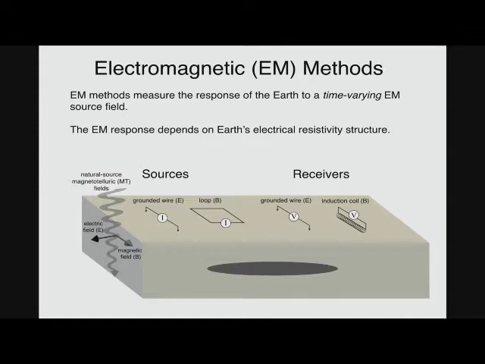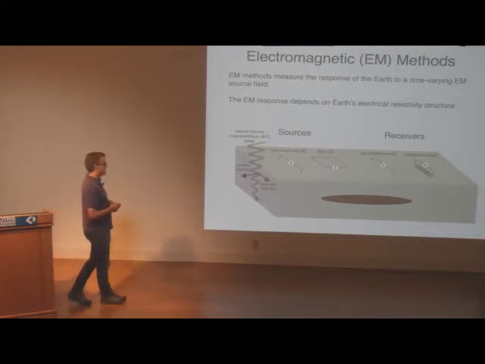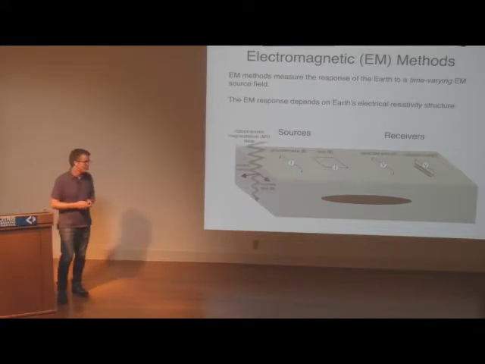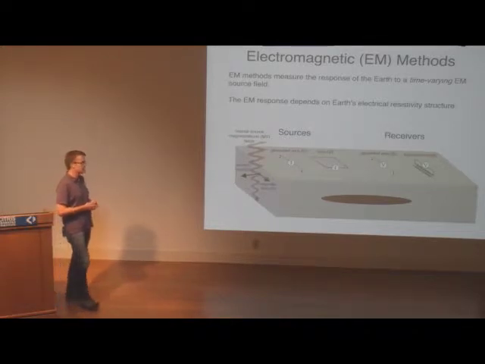So it works like this. We have sources and then receivers, and generally the more sources you have and the more receivers you have, the more resolution you have. There's several different types of sources that we can use for EM methods. The easiest one is a natural source field. They're just ambient plane wave electromagnetic fields associated with something called the Magnetotelluric method.